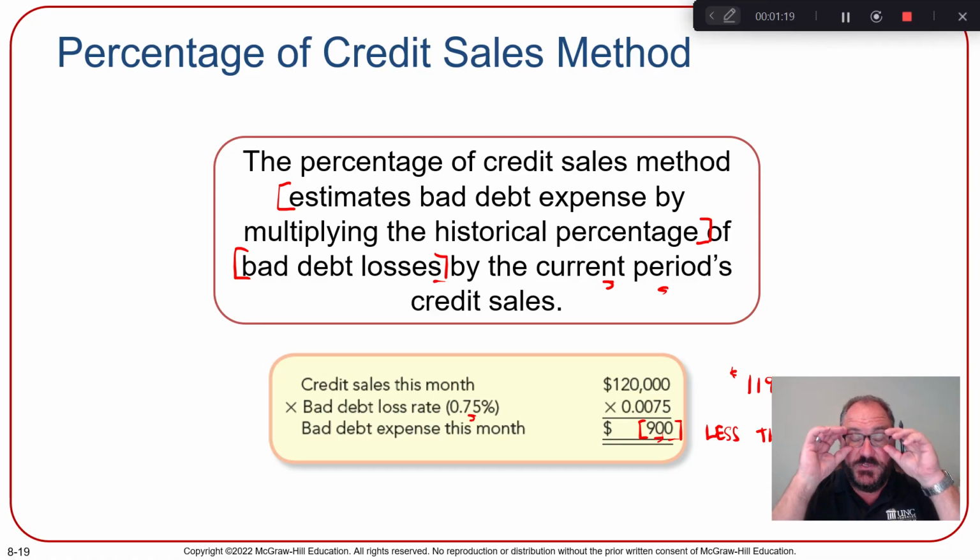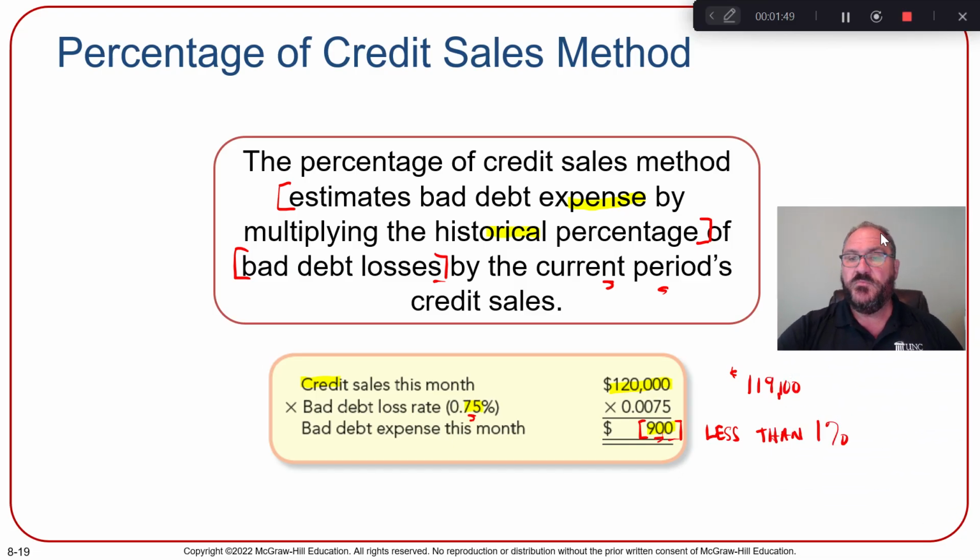So notice for the first one, we'll talk about the credit sales method. The percentage of credit sales estimates bad debt expense by multiplying by a historical percentage of bad debt losses. So like here, you take $120,000. That's their credit sales for the month, and their bad debt rate, by the way, is less than 1%, right? So notice here, 900 bucks. So actually, it's pretty good. Less than 1% goes bad. Okay, so there you go.